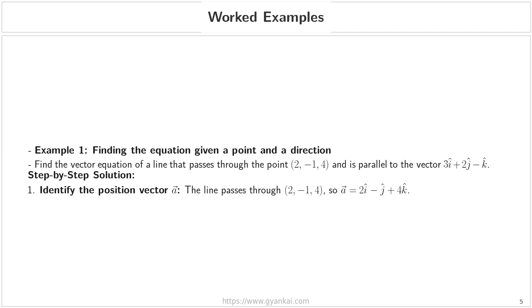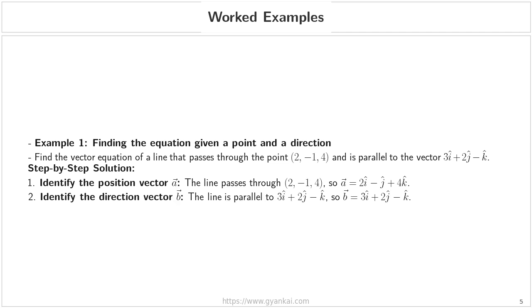First, we identify the position vector, which we call the A vector. Since the line passes through the point (2, -1, 4), our A vector is simply 2i minus j plus 4k. Second, we identify the direction vector, or B vector. Because the problem states the line is parallel to the vector 3i plus 2j minus k, we can use that directly as our B vector.